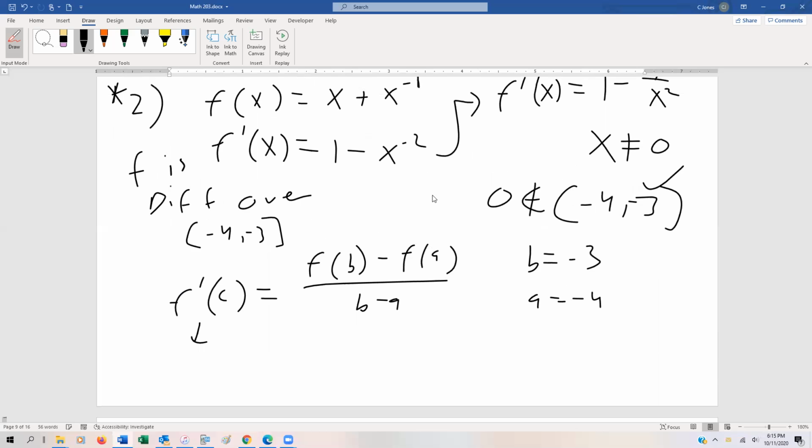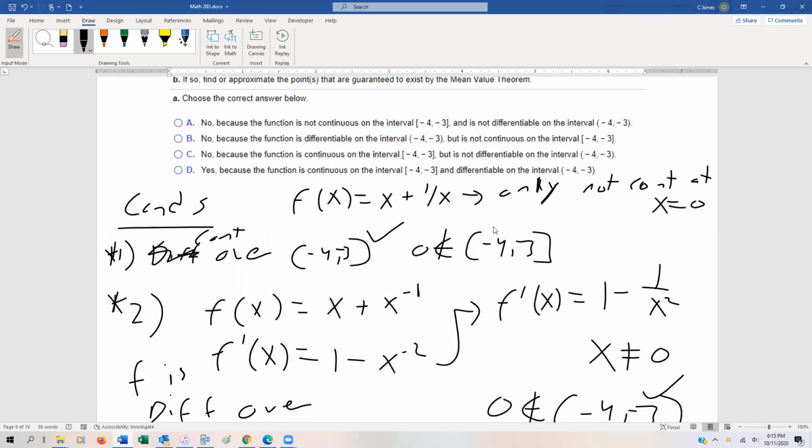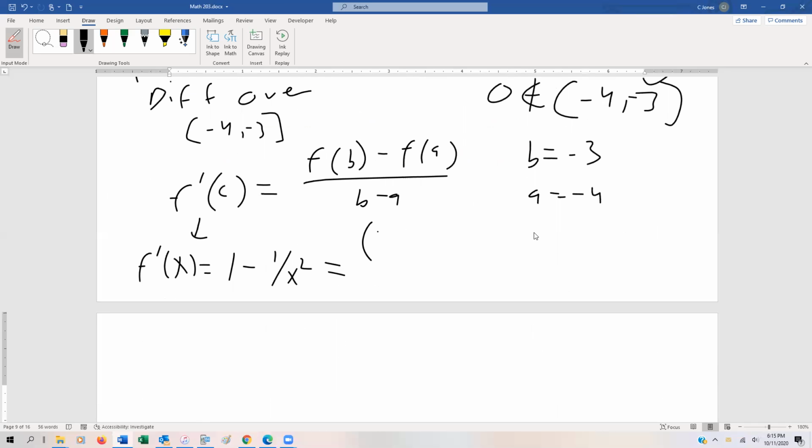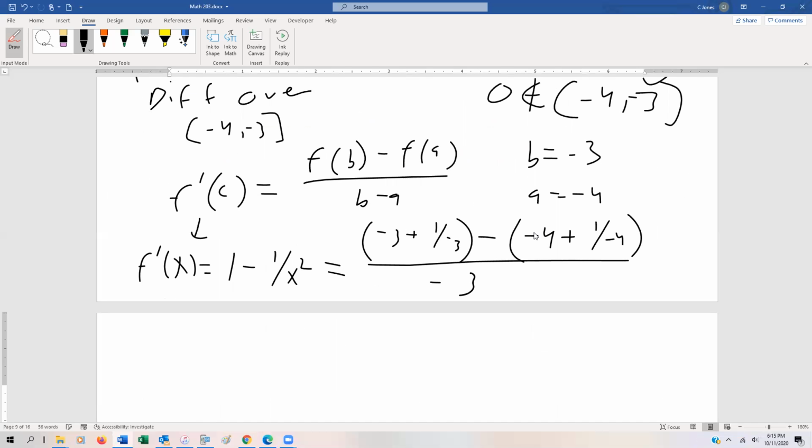Okay, so f prime at c, or f prime at x, is just going to be 1 minus 1 over x squared. We just found that. And that's going to be equal to the original function evaluated at -3. And remember, the original function is x plus 1 over x. So that's going to be -3 plus 1 over -3 minus -4 plus 1 over -4. And then we're going to divide all of that by -3 minus -4.